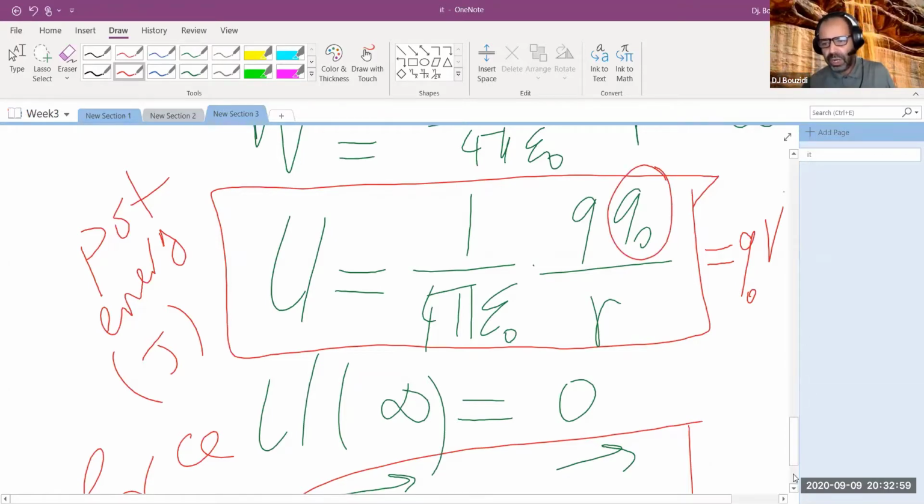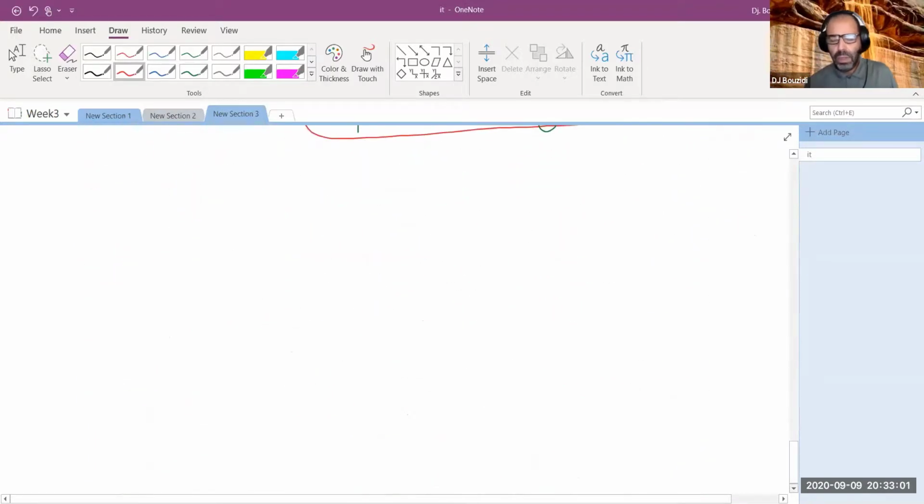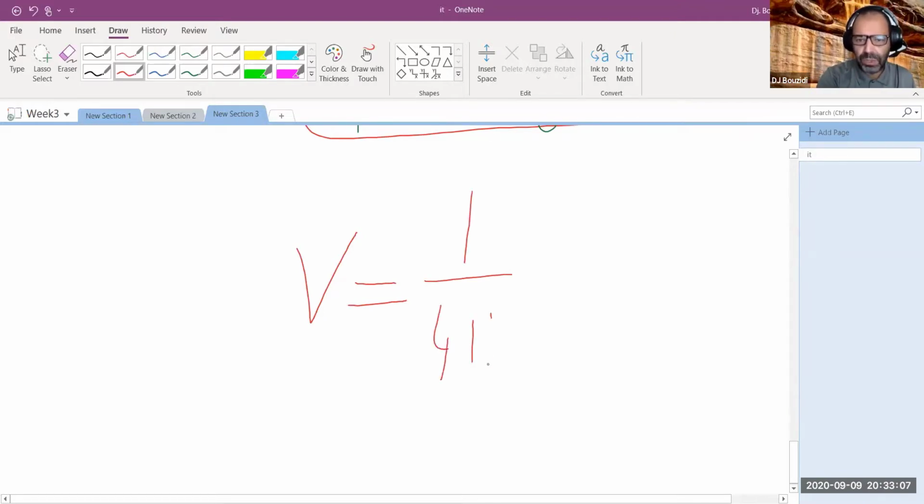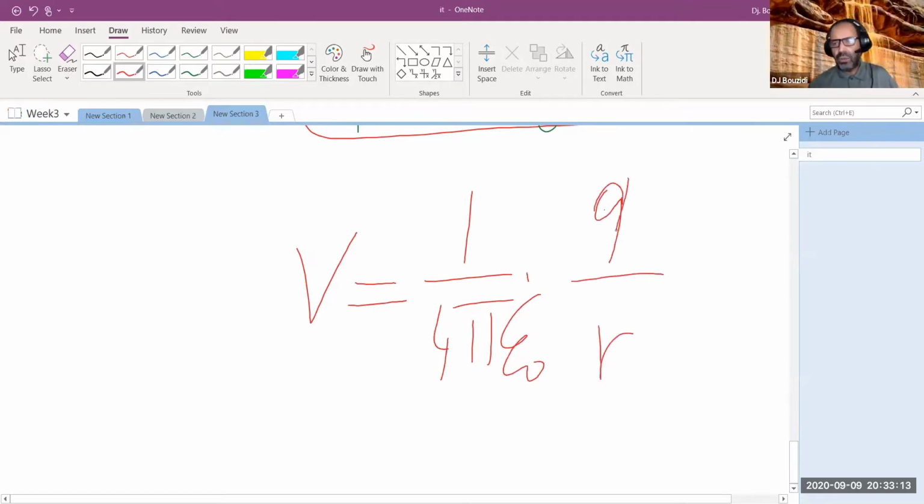So the potential now, V, is equal, for a point charge. All of this discussion is for a point charge. V equals Q over 4 pi epsilon naught times the distance r. That's it. So that is how the potential is.